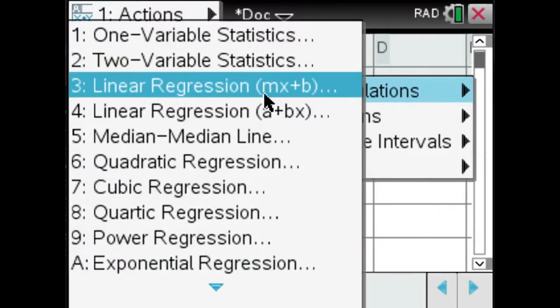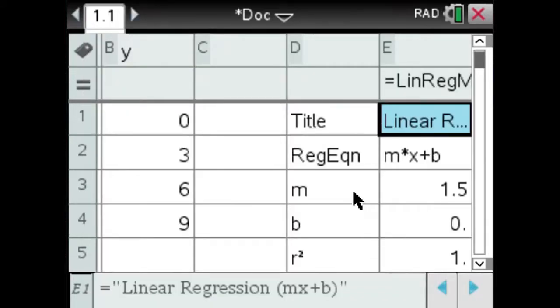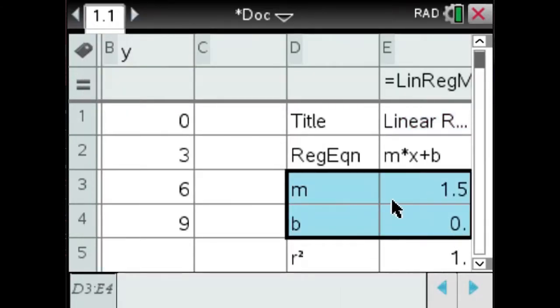Go over to a blank box on the right, you press menu, you go to statistics, stat calculations, and always press linear regression that has the mx plus b. Next to x list you put x, not double x. Next to y list you put y, you can hit enter twice or go and press OK. Here they give you the m and b value. This is your slope, this is your y-intercept. You plug them in, y equals mx plus b.